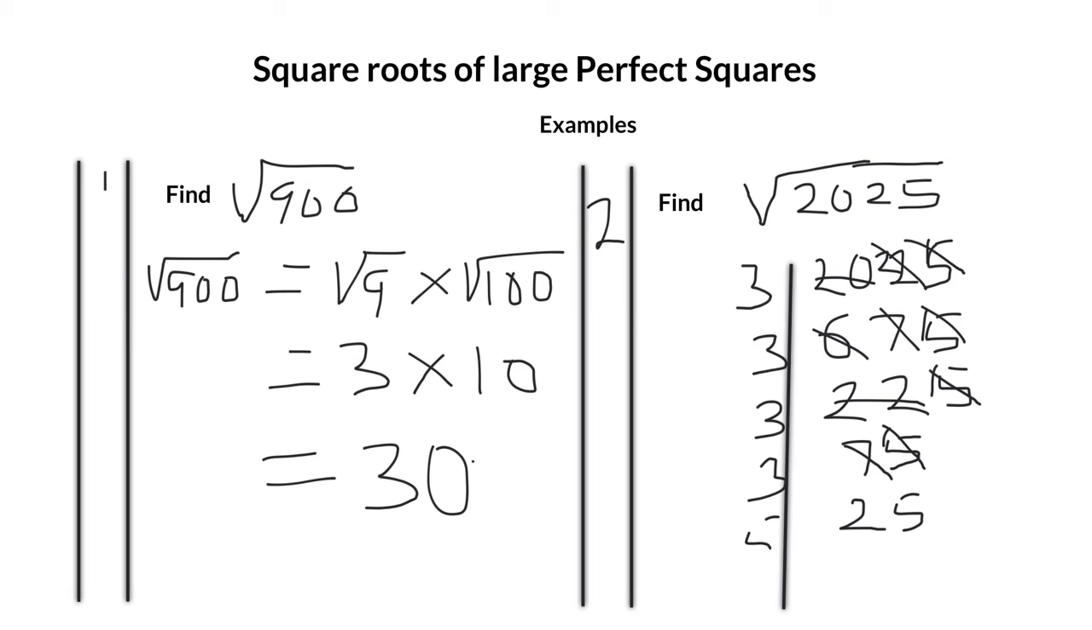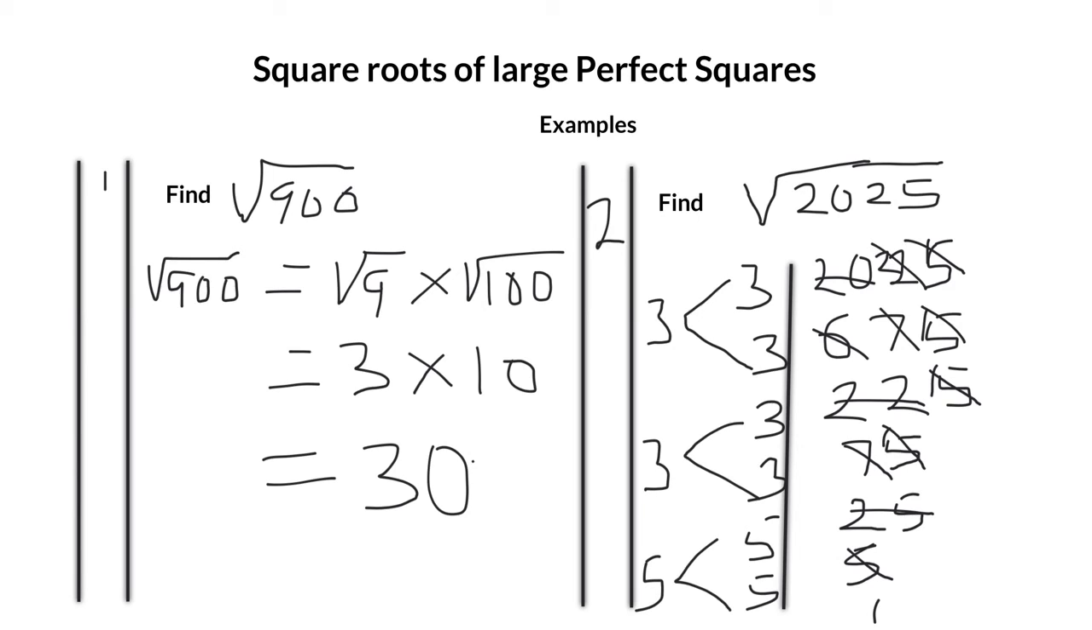Now 5 will go. 5 into 25 will give us 5. And 5 will go again. 5 into 5 will give us 1. The numbers could be put in pairs: 3 and 3, 3 and 3, 5 and 5. Now we are going to choose one member of each pair only: 3, 3 and 5. Therefore, the square root of 2025 will be 3 times 3 times 5, which will give us 45.